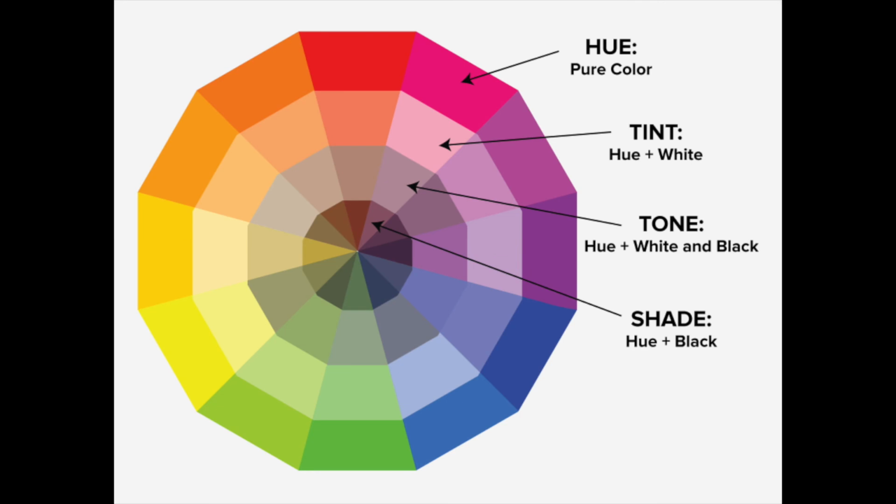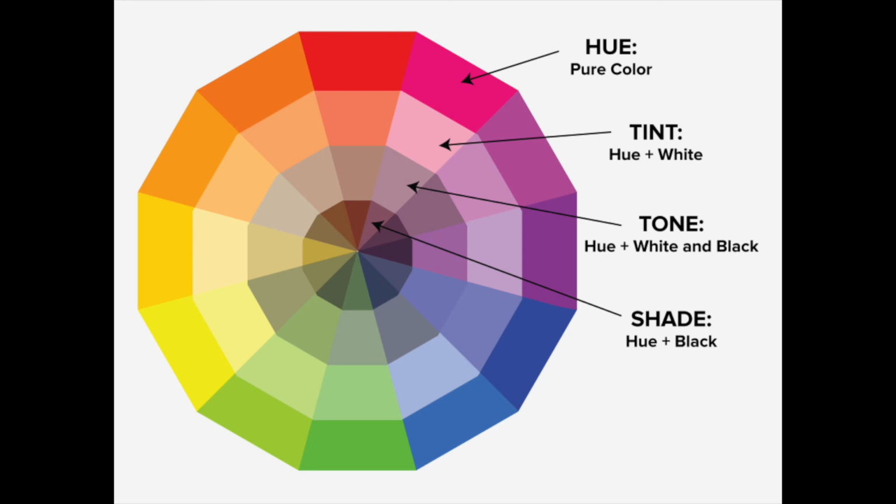Now let's talk about hues, tints, tones, and shades. The word hue is the pure color. In other words, it's the actual name you call a color. You will call a color red or pink or violet and so on. That is called the hue. A tint is when you add white to a color to make it lighter.